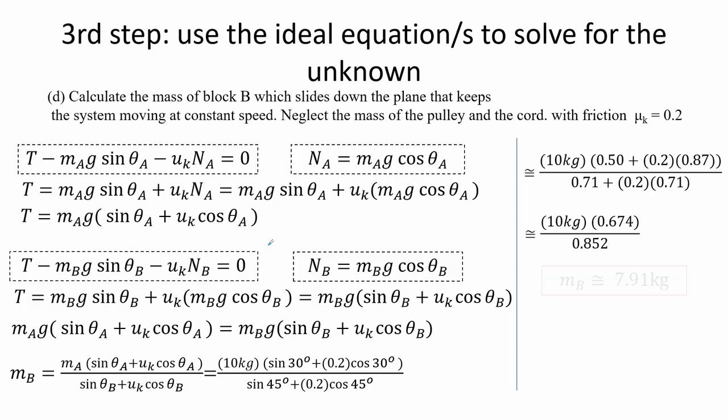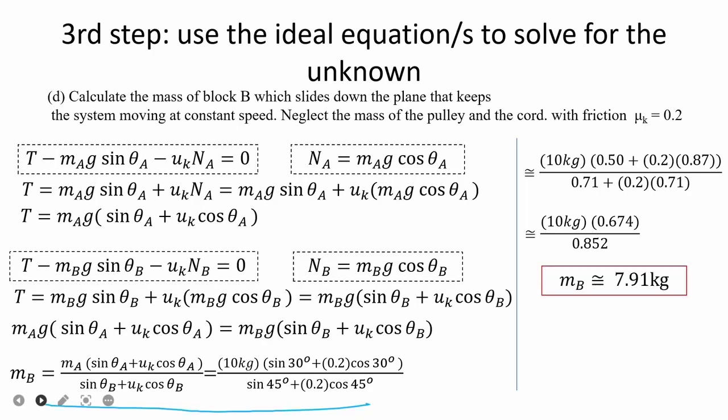The third step with the presence of friction, to calculate the mass B, is done by using the equations obtained earlier. We get that the mass B is equal to the ratio of mass A times the quantity sine of theta A plus the coefficient times cosine theta A, over the sum of sine theta B plus the coefficient times cosine of theta B. Here the mass of B is approximately equal to 8 kilograms.